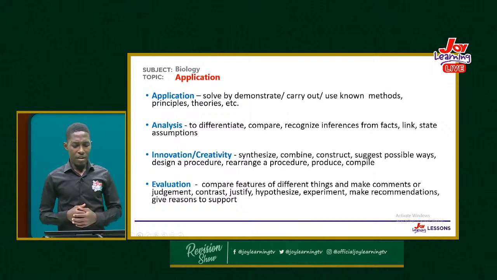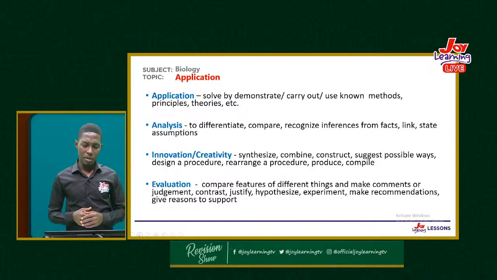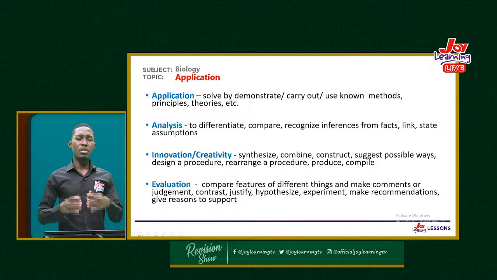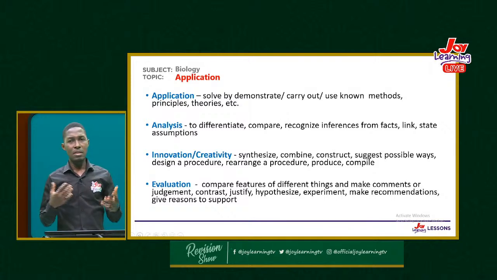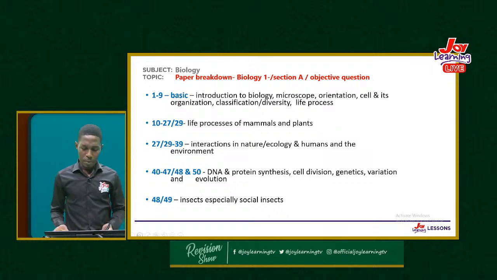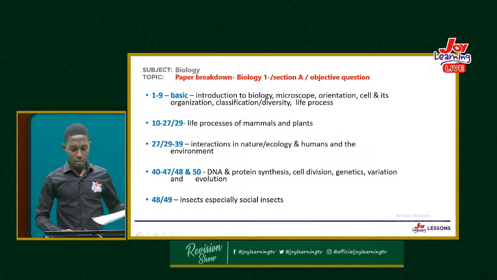So the last is the evaluation, where we try to, it's a little bit, we say one of the most difficult stage, where we try to let you come up with maybe an experiment, hypothesis, justify something, compare features of different things, or give a reason to support something. These are the advanced form of our exams. Now, with this knowledge, let's go to the papers you are going to write.